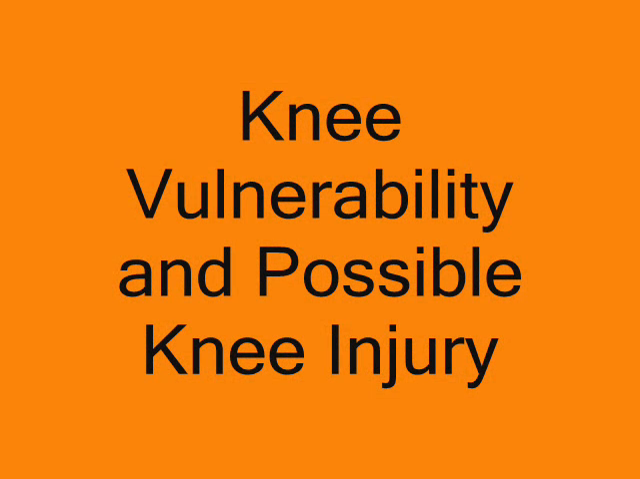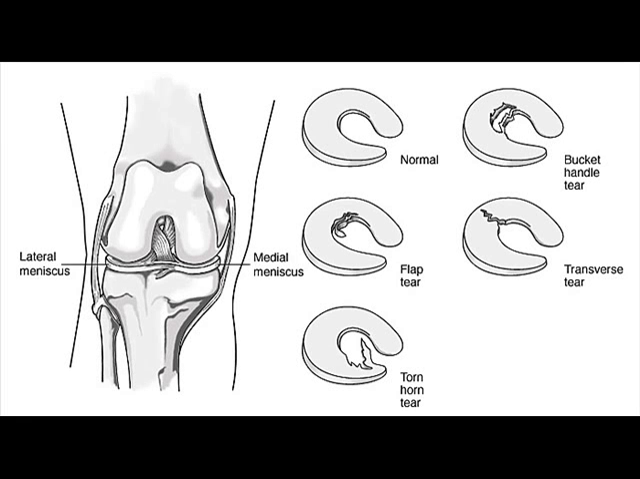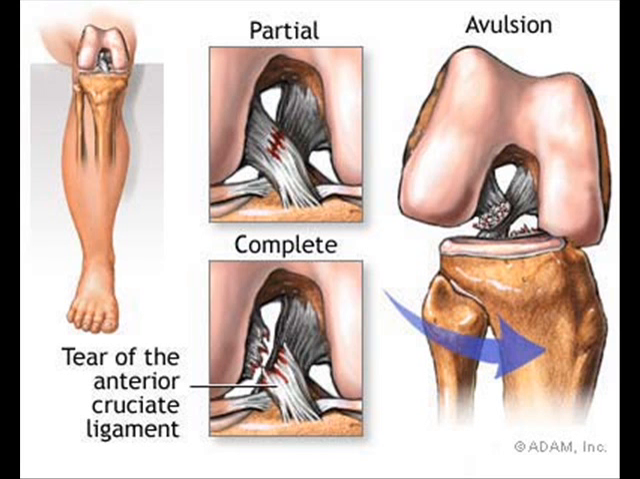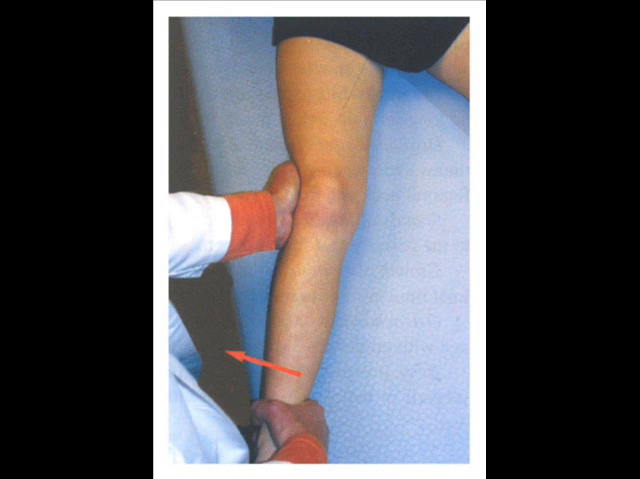Knee vulnerability and possible knee injury. One very common injury of the knee is a torn meniscus. There's a flap tear, torn horn tear, bucket handle tear, and transverse tear. Another very common injury in sports is a torn ligament. A torn ligament will reduce stability of the knee and may cause severe pain.